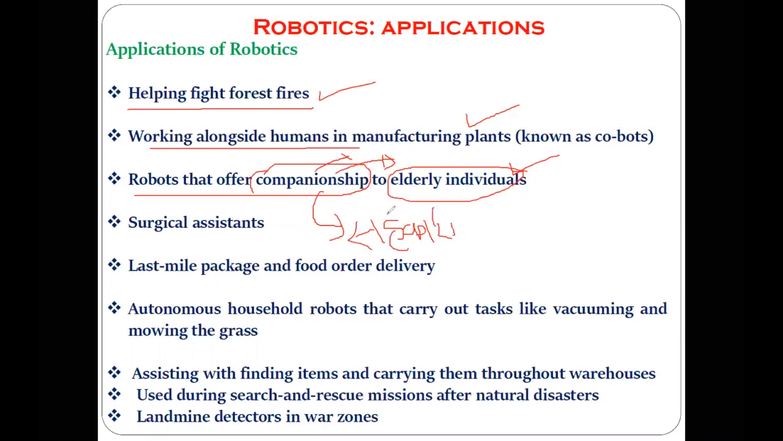Getting this application? Yes, sir. Okay, elderly people have no one to chat with, so for that also robots are being made.